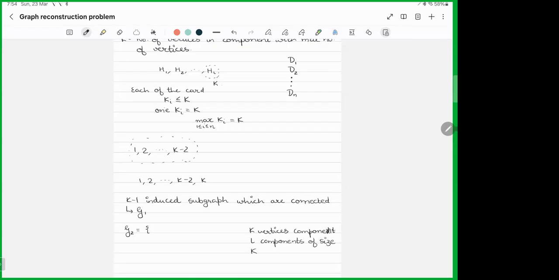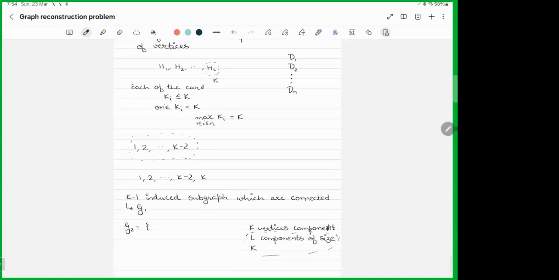So you understood how I'm constructing G2. I'm taking a k-vertex component, because I know all the k-vertex components I have in the original graph. I remove one vertex, get a k minus 1 vertex graph, and put that in G2. Again, I take the k-vertex component, remove another vertex, and put that in G2. Similarly, I do that for every component of size k. There is a chance that when I remove a vertex, I get a disconnected graph. I will leave that particular card and not keep it in G2.